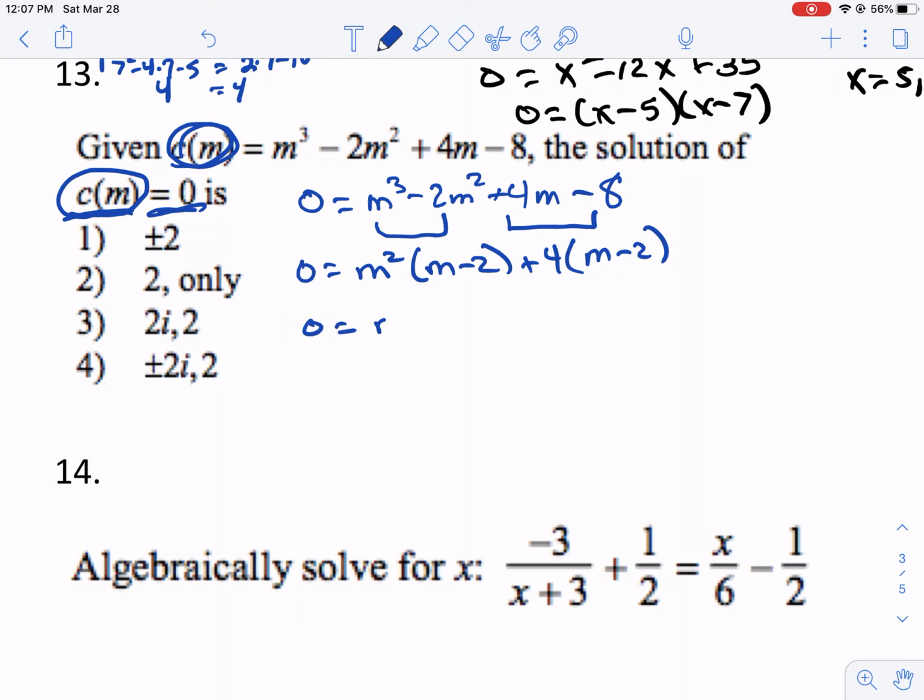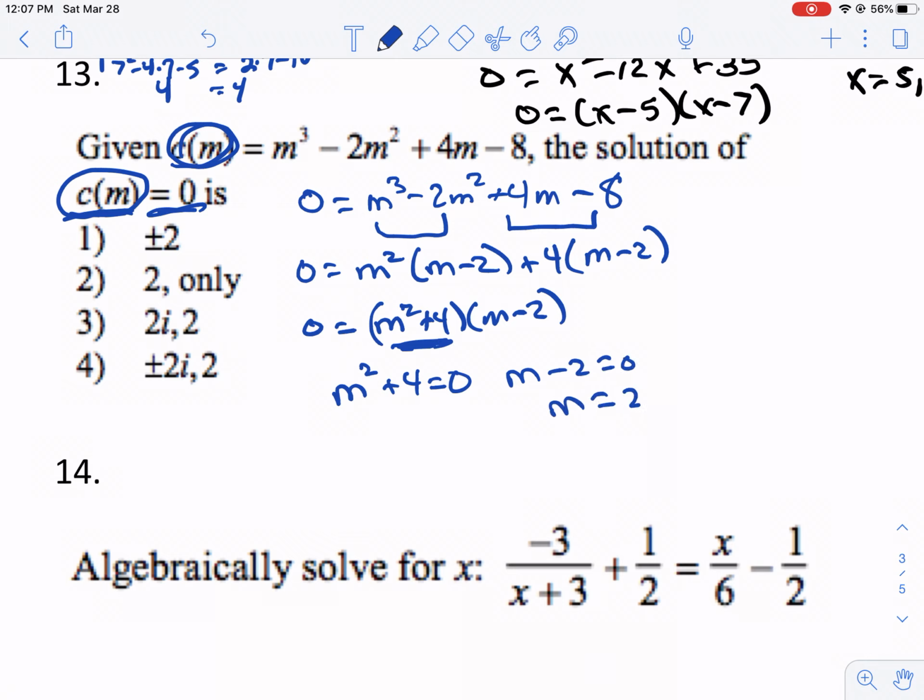So I get 0 equals m squared plus 4 in one parenthesis and m minus 2 in the other parenthesis. Set them each equal to 0 because I cannot factor m squared plus 4. That's not a difference of squares. So m equals 2 over here. This one I'll solve: subtract the 4 from both sides, then square root both sides, and when I square root, I get a positive and negative answer every time. The square root of 4 is 2, and because it's negative, 2i. So I get 3 answers, 2 and positive negative 2i.